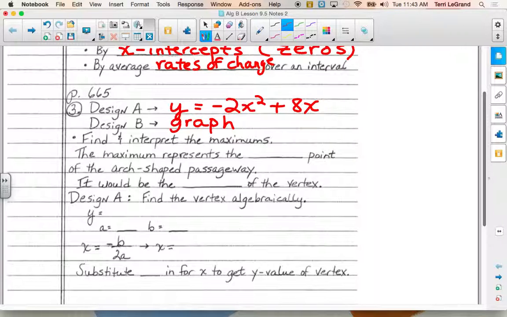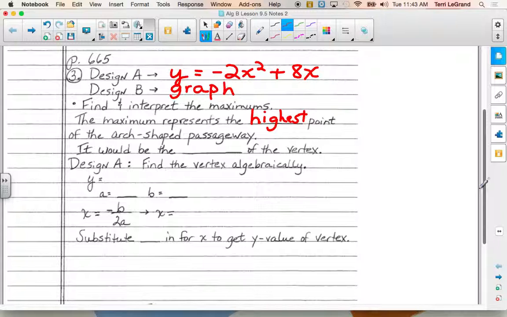Why did I already decide we're going to find maximums? Because it's negative. Because it's going to open down, so the vertex is going to be at the top of it. So the y value of that vertex has to be a maximum. The maximum is representing the highest point of that arch-shaped passageway. We're saying, oh, it gets this high, and then the archway starts to come back down. Which value, the x or the y? The y value of the vertex is our maximum. So when we're looking for the highest point of this archway, we're looking for the y value of the vertex.